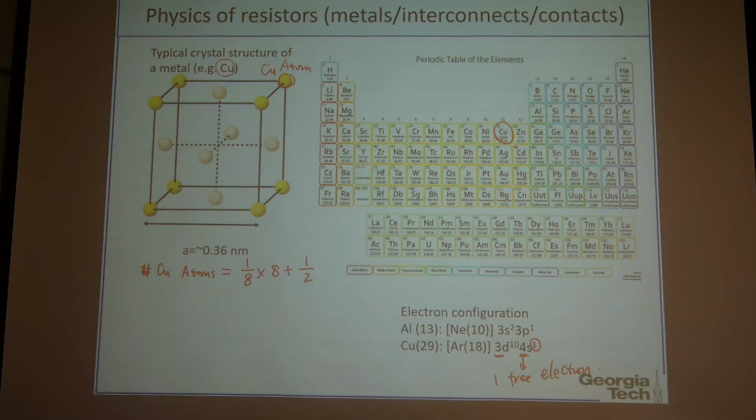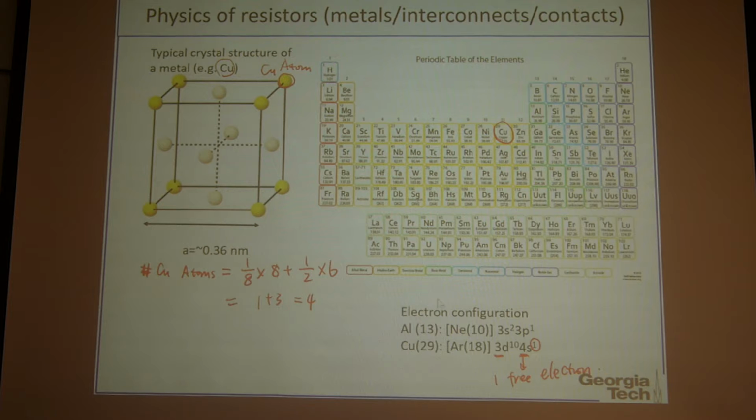And half of them belongs to this cell. And how many of them? There are 6 of those. So it's 1 plus 3, and it's 4. Okay, there are 4 atoms in this unit cell. And we just discussed that one atom contributes 1 free electron. So that means there are 4 free electrons in this unit cell.